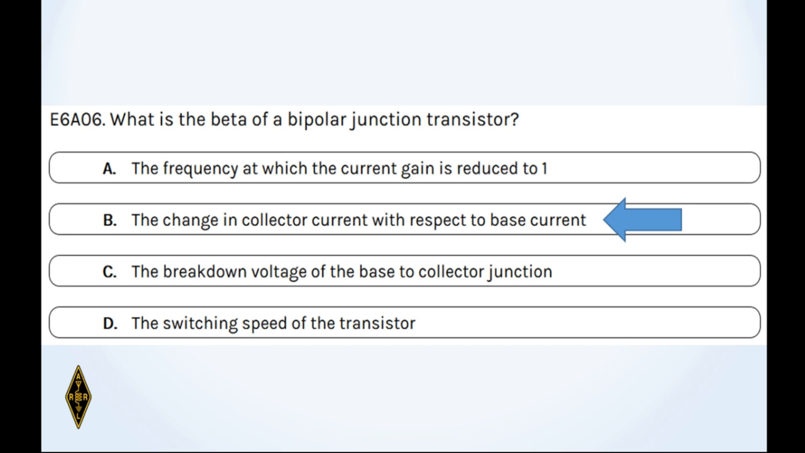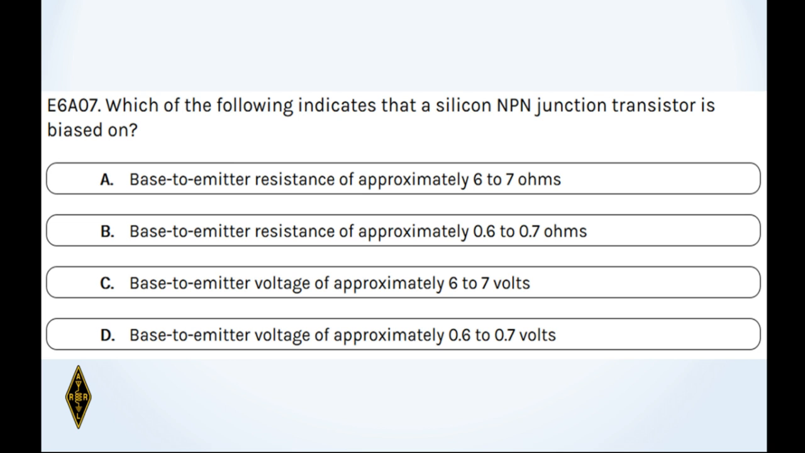And which of the following indicates that a silicon NPN junction transistor is biased on? Look closely. Get your units right. Delta. The base to emitter voltage is approximately 0.6 to 0.7. That's a troubleshooting step.